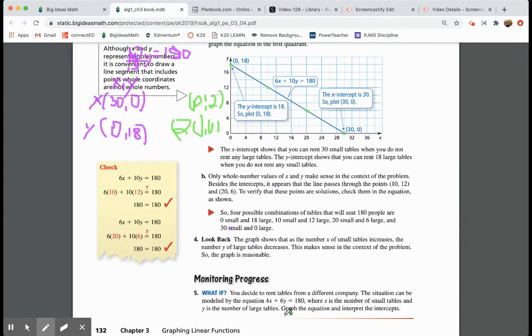So what I want you to do is try number 5 right here at the bottom. If you notice, it says graph the equation and interpret the intercepts. You don't have to go back and tell me other numbers from your graph. So you're just graphing that equation and then interpret your intercepts in terms of the problem. So pause the video and then I'll go over it with you.